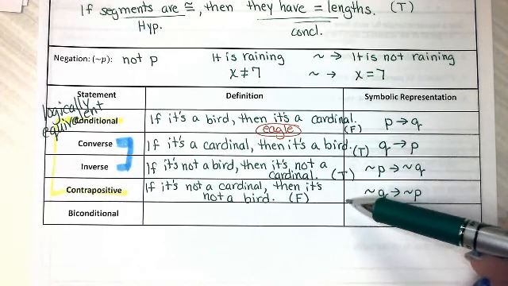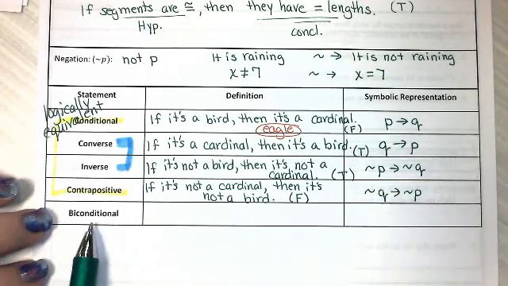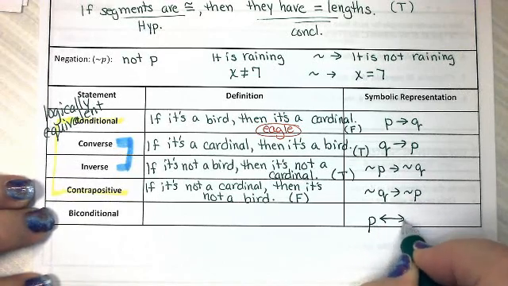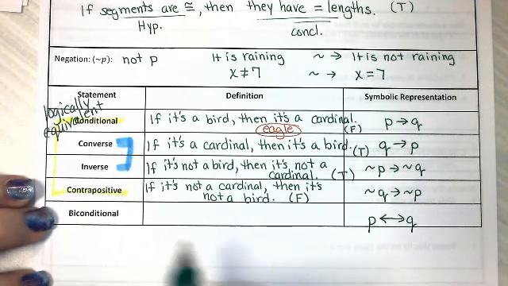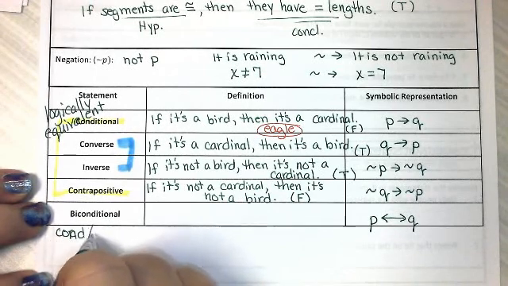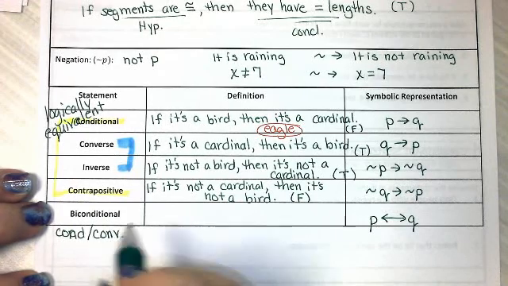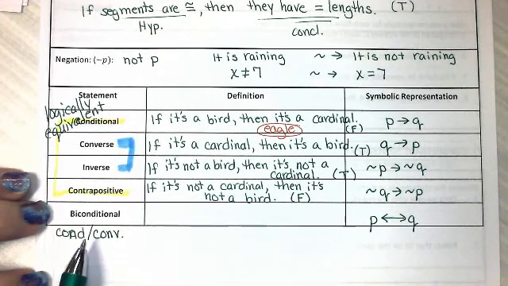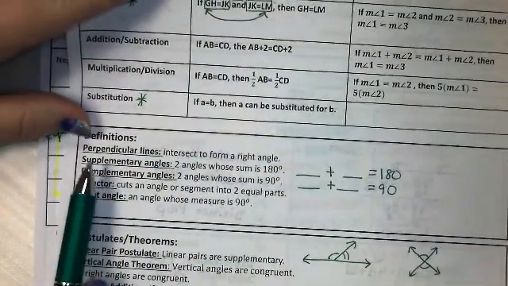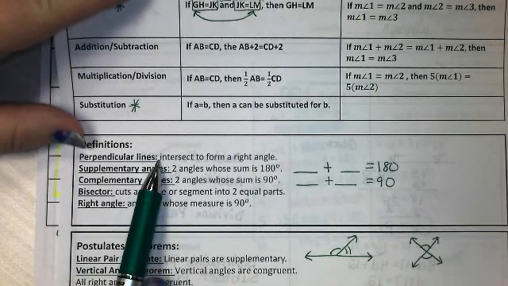If they are all true, I can write what's called a biconditional. Your biconditional is a two-way street. It works forwards and backwards. The biconditional is a combination of the conditional and the converse. Now, I can tell you that every definition in geometry is a biconditional. So let's take perpendicular lines.